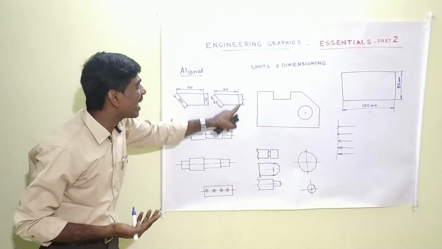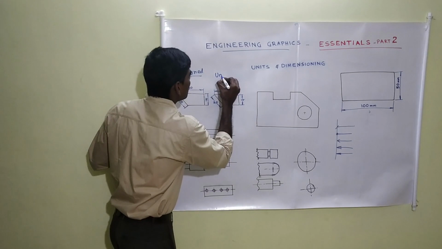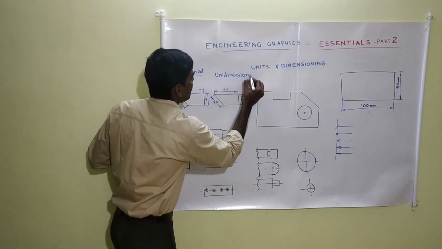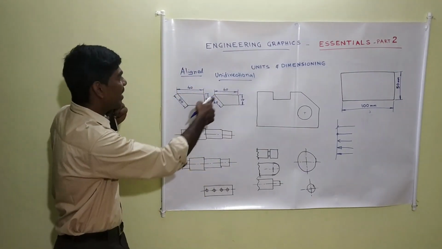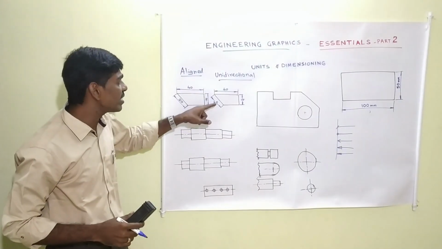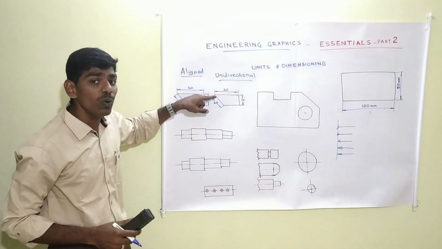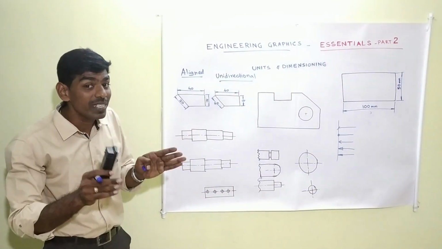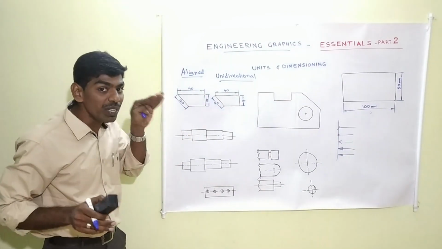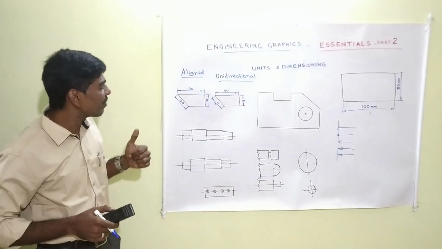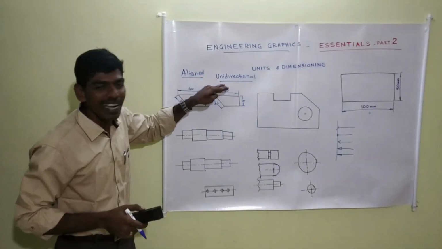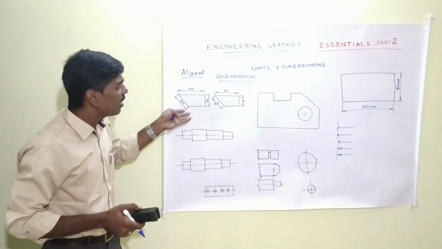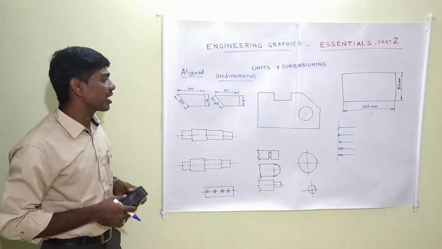This is unidirectional. So this is aligned and this is unidirectional. In this case, it is not necessary to interrupt the horizontal dimensioning. Non-horizontal dimension lines should get interrupted at the middle to give the value inserted. That's fine. So this is aligned and this is unidirectional. You can stick on to any one of that. If you wish, you can follow this aligned, or else even you can go by unidirectional method.